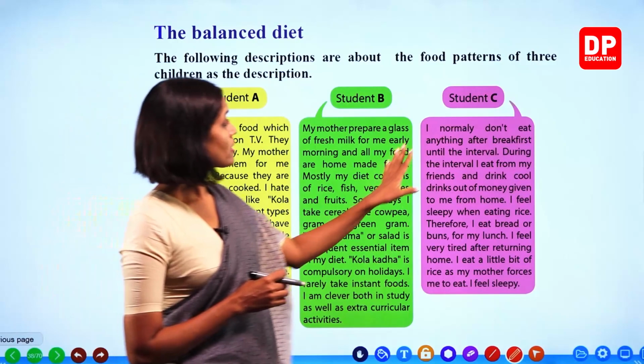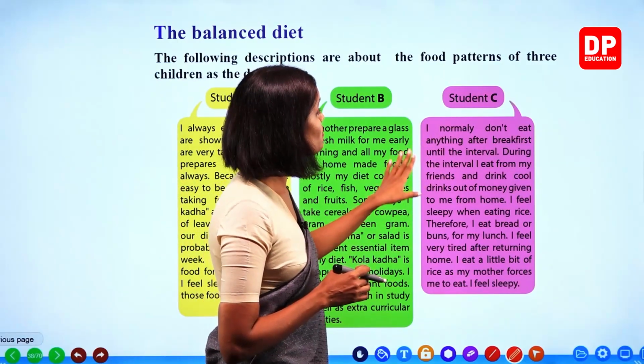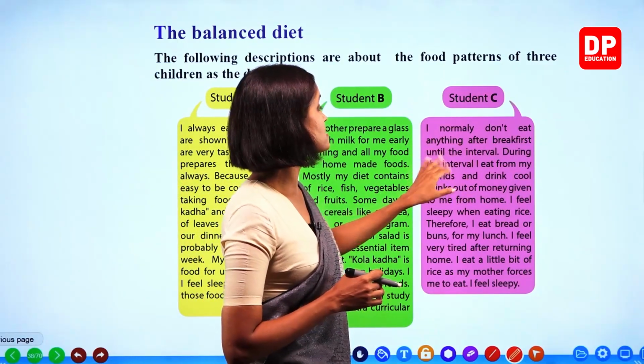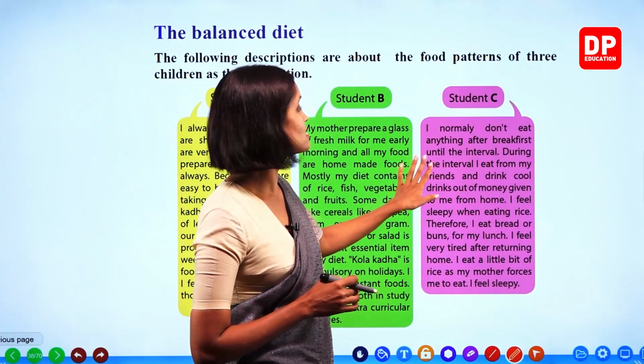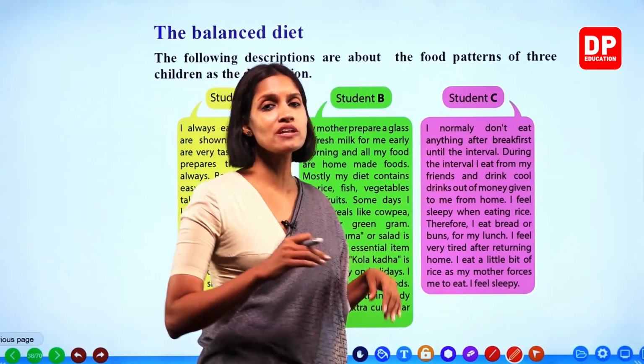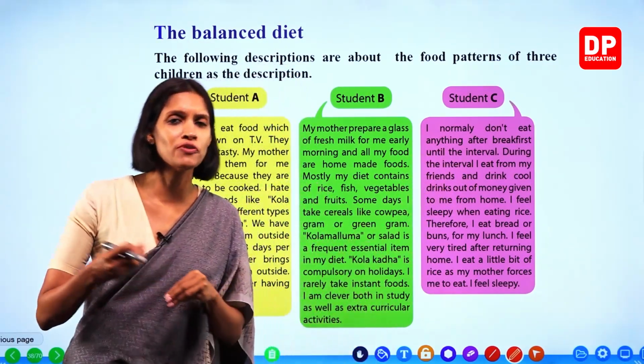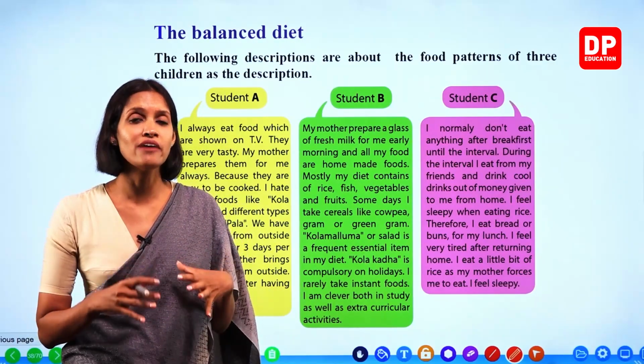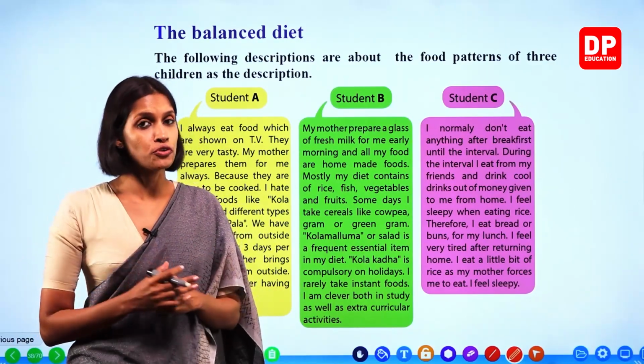Okay, look at student C. I normally don't eat anything after breakfast until the interval. During the interval, I eat from my friends, which means you don't get the right amount of food when you eat from your friends. You have to have your own food.